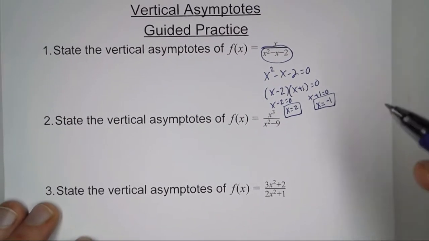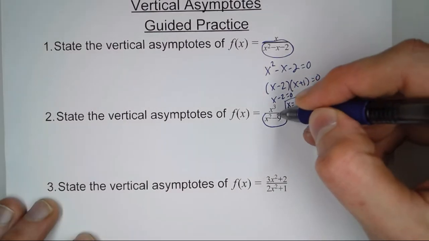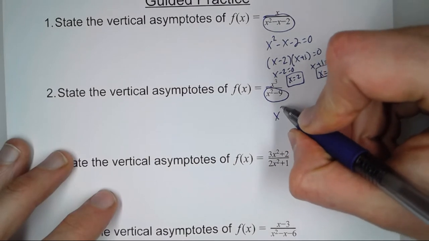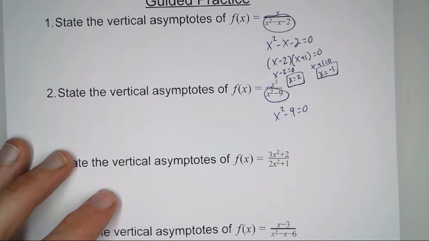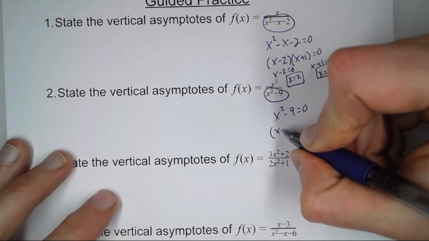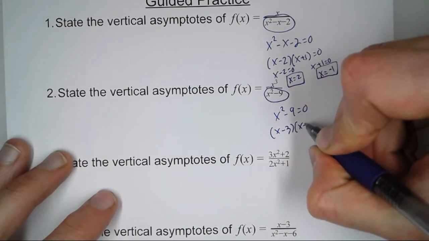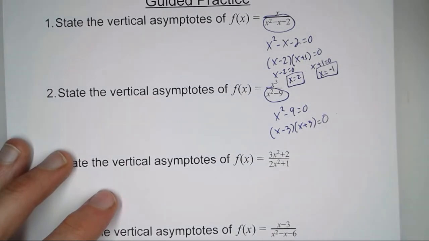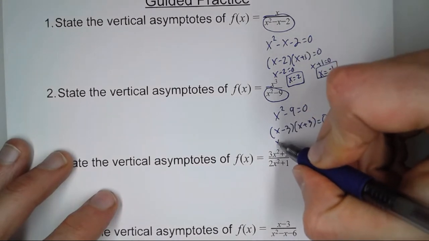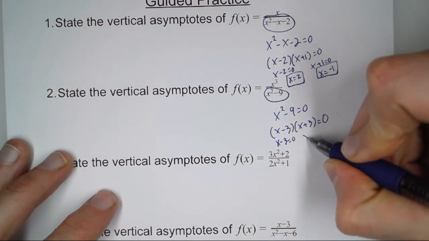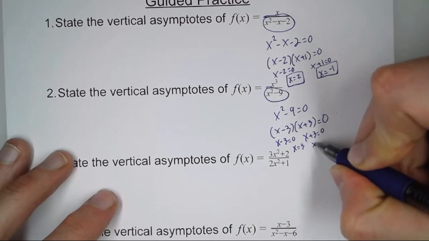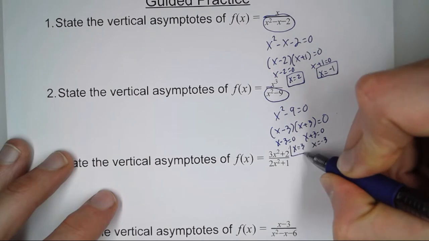So for number 2, same thing. We're going to focus on x squared minus 9. And so we set x squared minus 9 equal to 0. This is a difference of squares, so we can factor that. We can factor that into x minus 3 times x plus 3 equals 0. So again, since they're factored, we set each factor equal to 0. And so that means x equals 3 or x equals negative 3.